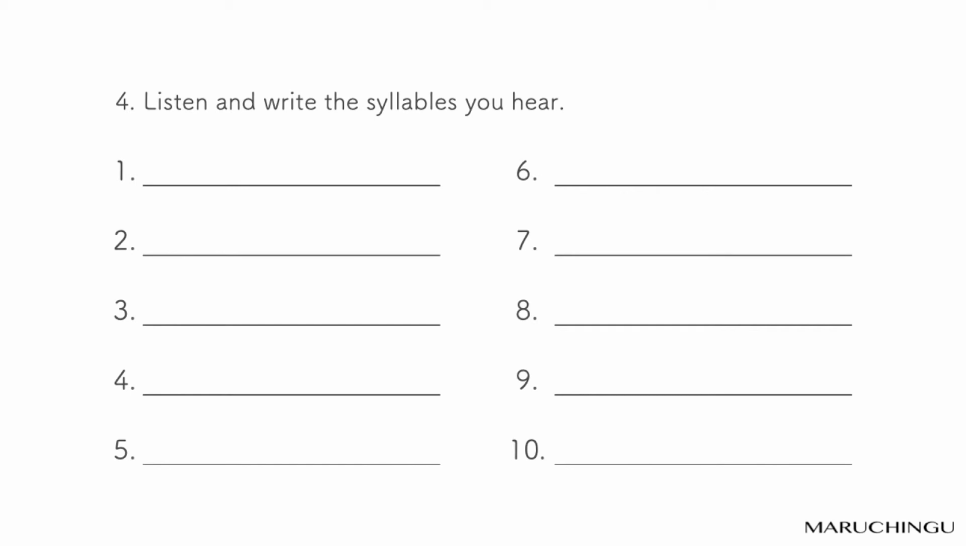Number 4. Listen and write the syllables you hear. Number 1. 엄마. Number 2. 일곱. Number 3. 국적. Number 4. 진짜. Number 5. 김치.